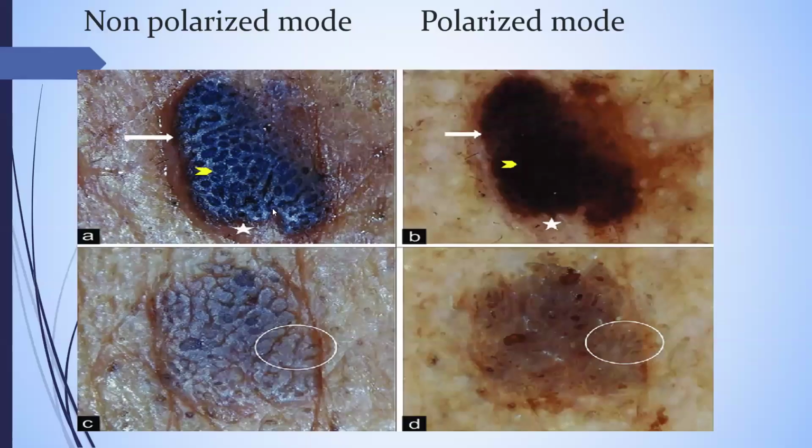So you can see the difference here, the non-polarized versus polarized. In non-polarized, mostly the superficial epidermal structures are seen clearly, and they are magnified a lot. Whereas in polarized, you see the deeper structures, whether how deep the pigment is or whether there are any vascular changes beneath. Those things are seen in the polarized setting.